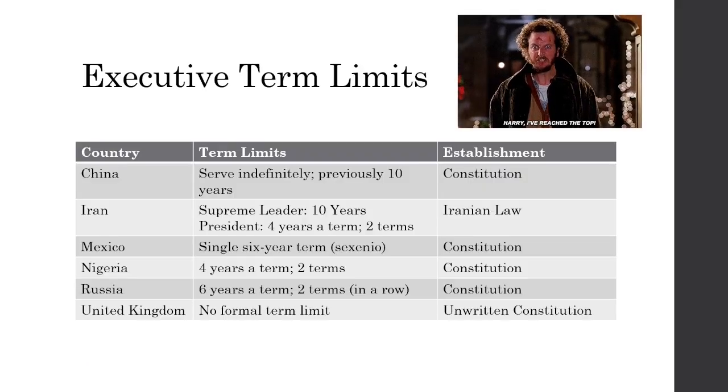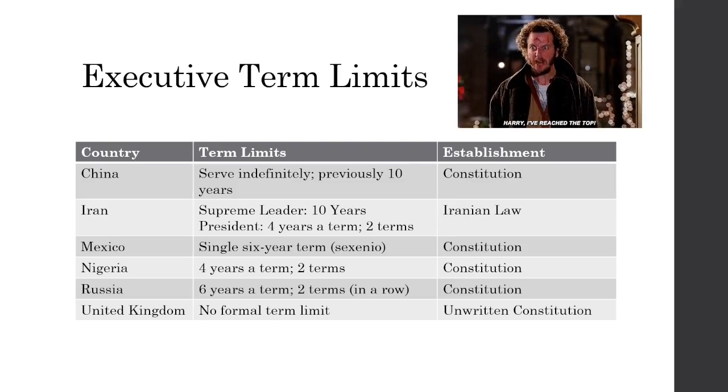All right, let's talk about term limits. And since I'm the best instructor on the internet, I made a table for you about our term limits for each of our executives in our 6 course countries and how they're established, because you also have to know that. So in China, the president can serve as long as they want. It used to be 10 years up until 2018, as the Constitution had that written in, but the president got that out of there.